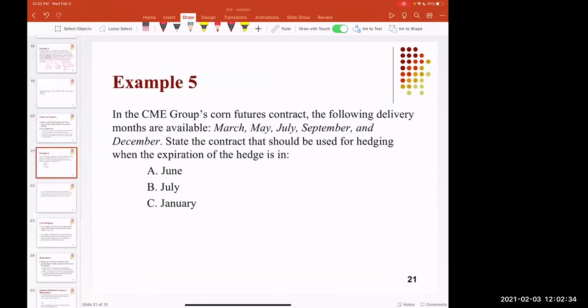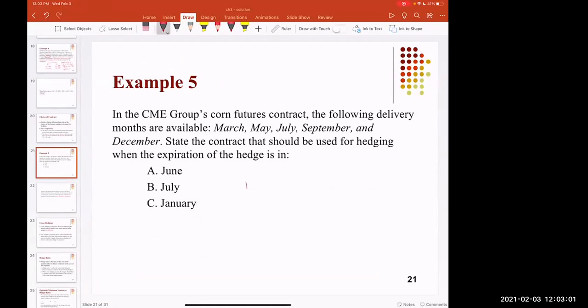So example 5. In the CME Group's corn futures contract, the following delivery months are available. You can select March, May, July, September, and December. So not every month, but you have options. State the contract that should be used for hedging when the expiration of the hedge is in June.